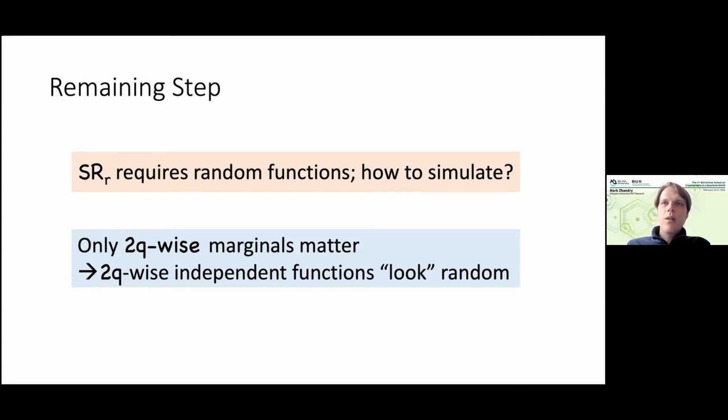So we start with an attacker. We know it makes q queries. We know its advantage is epsilon. We use that to simulate the small range distribution of the appropriate size r. And to simulate the random function that's a component of the small range distribution, we use a 2q-wise independent function. And then we go through all the steps of the proof.